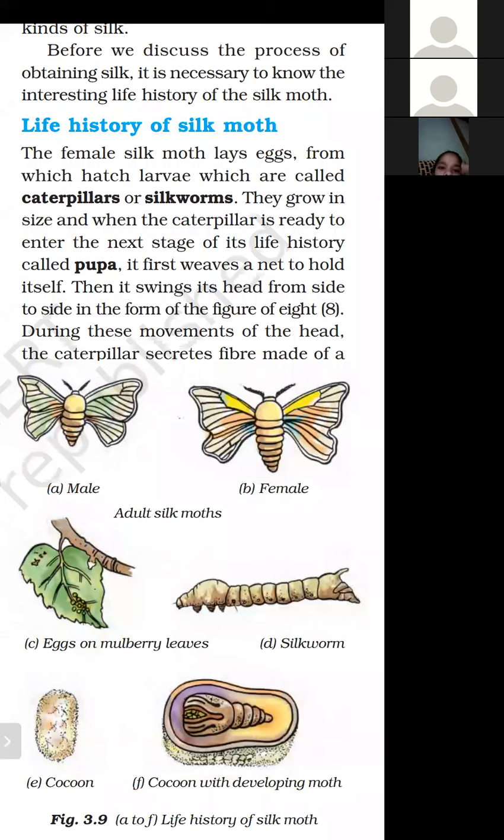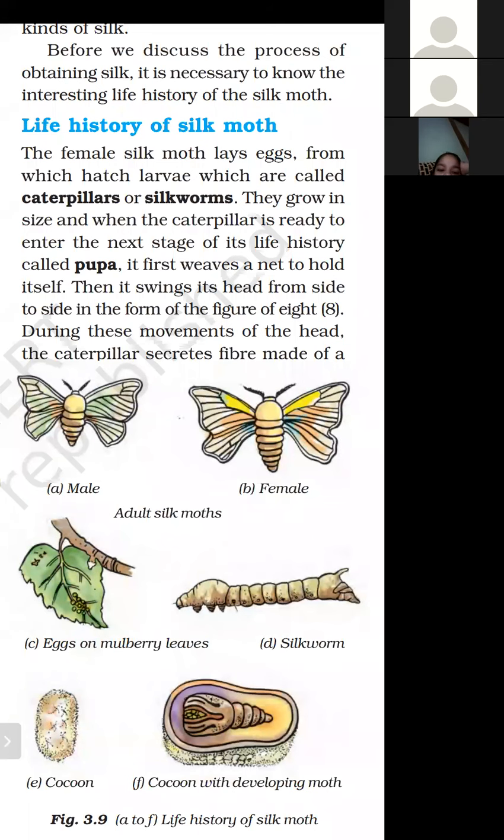It first weaves a net to hold itself. So it produces a net-like, web-like structure, as a spider produces a web. That net-like structure is produced by the pupa to hold itself.